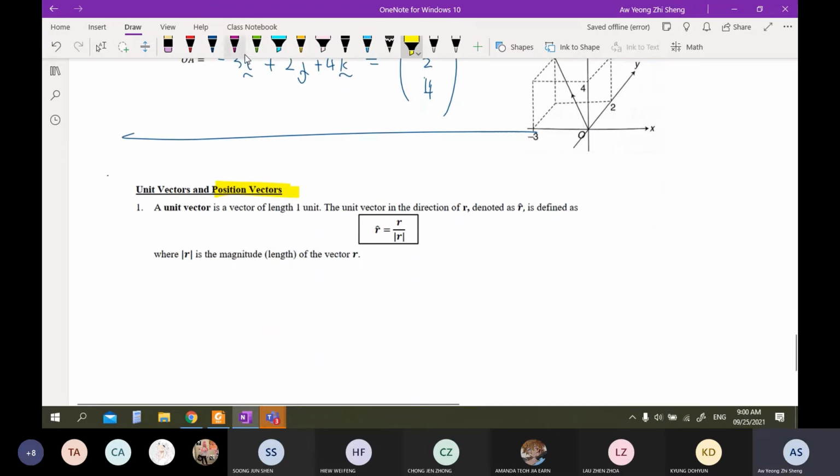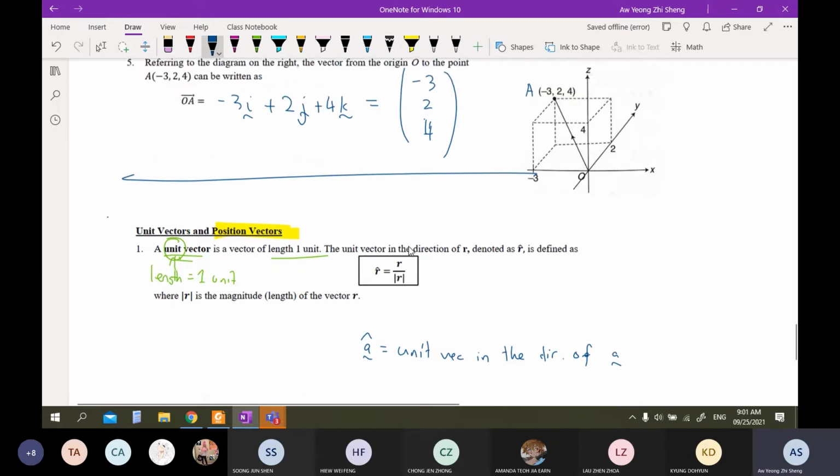First of all, what does a unit vector mean? A unit vector, by the word unit, means the length is 1 unit. So a unit vector means a vector with length of 1. The unit vector in the direction of a vector r is denoted as r hat. If you have a vector a, then a hat means the unit vector in the direction of a. It is defined as r hat equals r divided by the length of r.